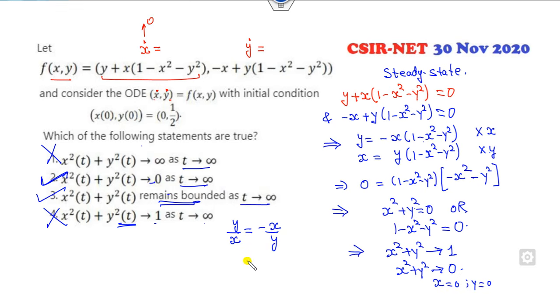So when you cancel out, it means x square plus y square will never go to 1. Then only you can cancel out. So that means this number will not be possible. From here again you can see y square plus x square will go to 0, so that means this number is the only correct option. It's a bounded function, fine, but it will never go to 1. Therefore, the right options are B and C.